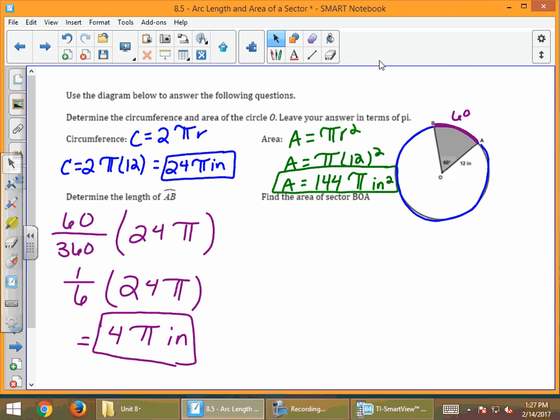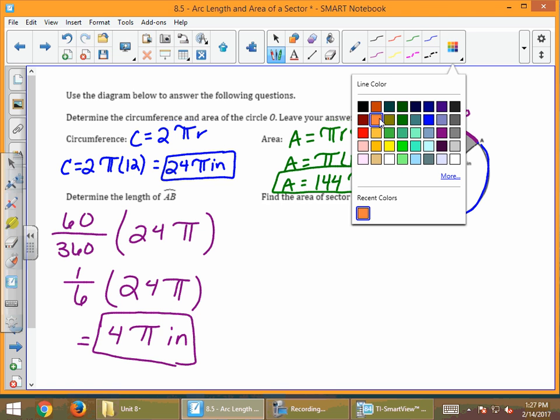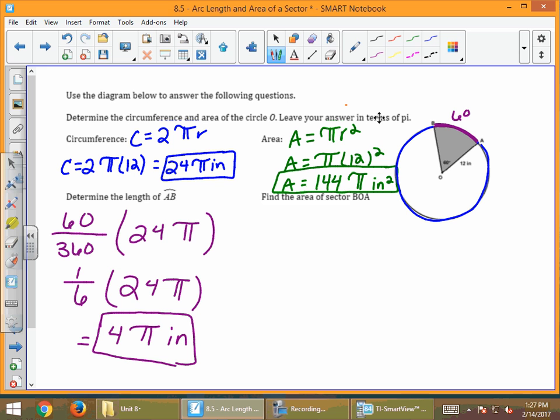Really similar to find the area. Same thing. You take the measure of the arc, which we already said was 60. Put it over the whole circle, which is 360. But instead, when it's area of a sector, what are we multiplying it by? Pi r squared, the area of the circle. Well, what did we figure out the area of the circle was? 144 pi. When we simplify this, we already figured that one out. It's 1/6.